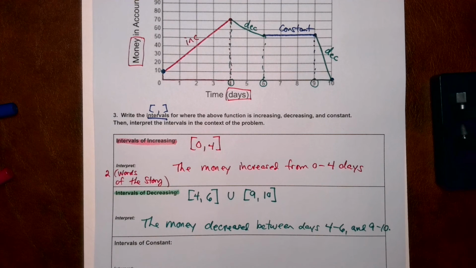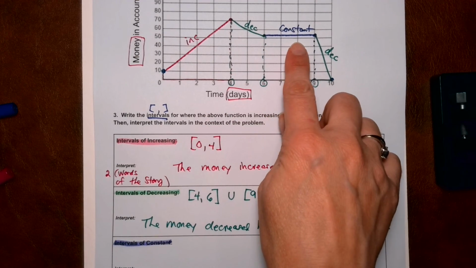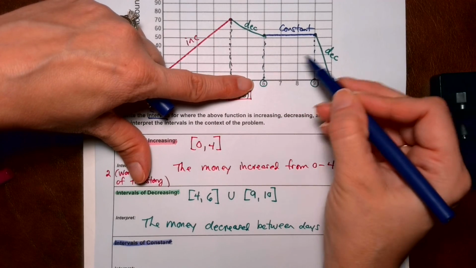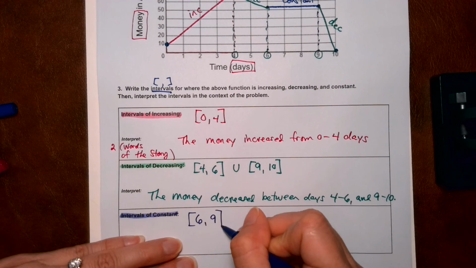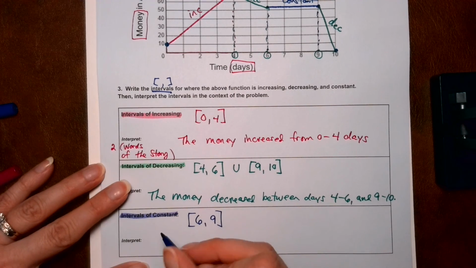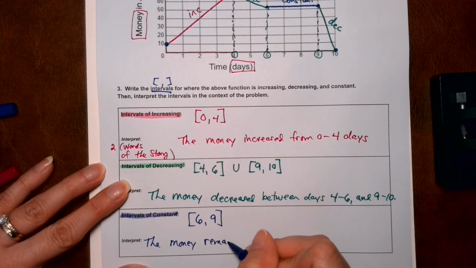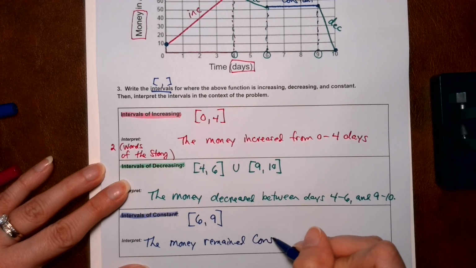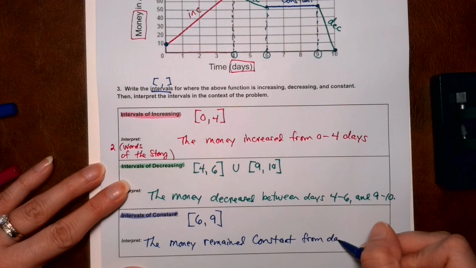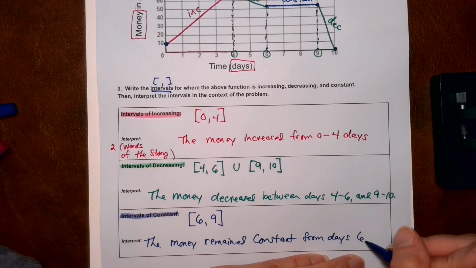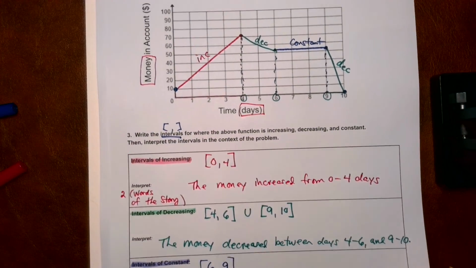And the last one is talking about constant. Constant was the flat section that we had, and that was between 6 and 9. Okay, so the interval is between 6 and 9. And let's interpret that. The money remained, you could say, constant. The money remained the same between days 6 and 9. Okay. All right. Good luck, everyone.